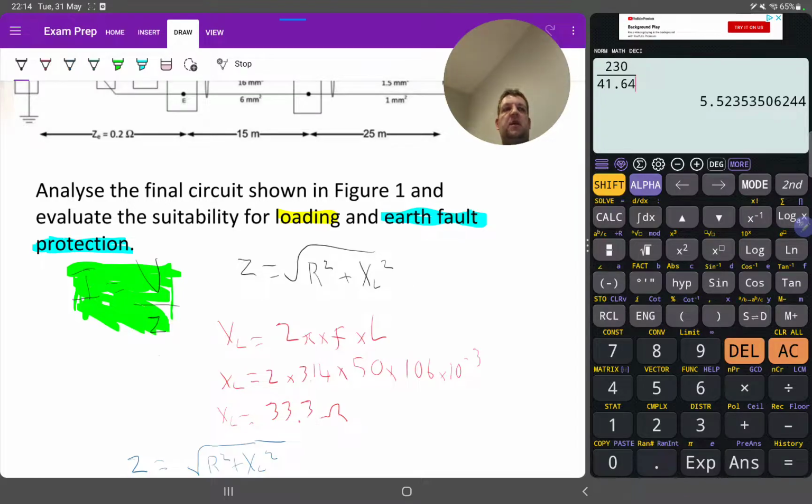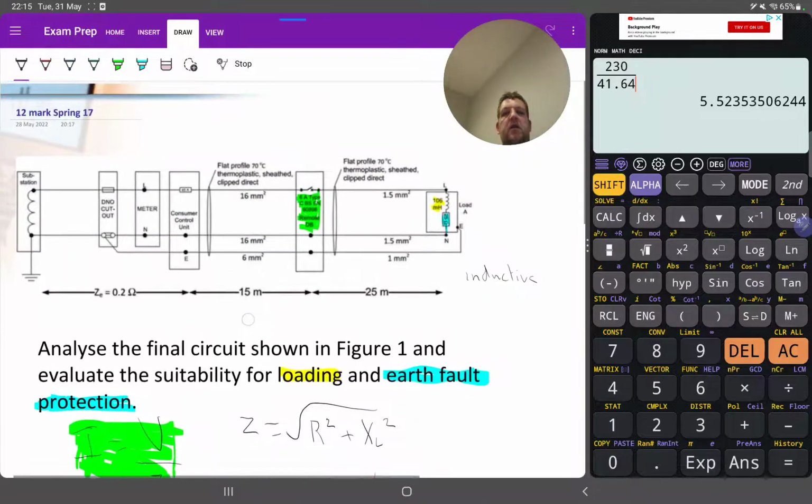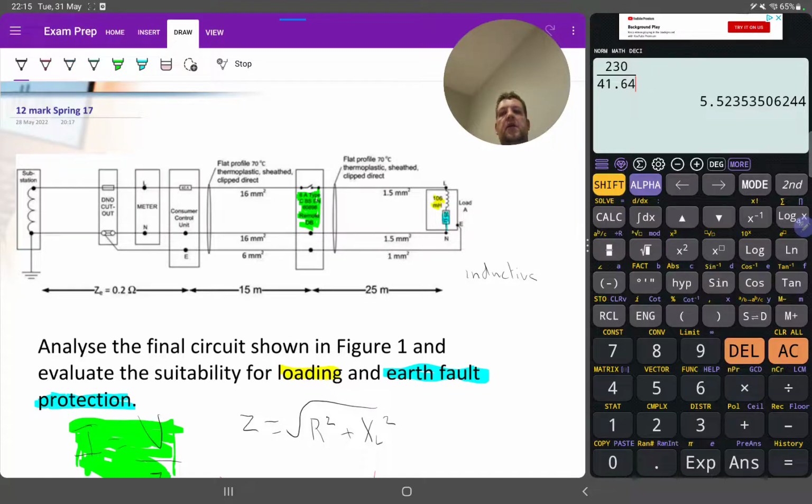Perfect. So next thing we need to do, guys, we need to look at the earth fault protection. And to do this, it's a split again. So we've got our ZE value, which goes up to our consumer unit. So our main earth terminal, ZE goes there as 0.2 ohms. Then we've got a circuit going to a subboard, which is a 16 mil with a 6 mil CPC. Then from that board, going on 6 ampere, go to 1.5 and 1 mil cable.